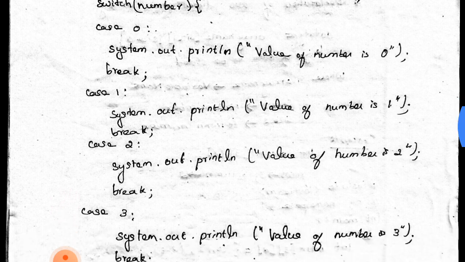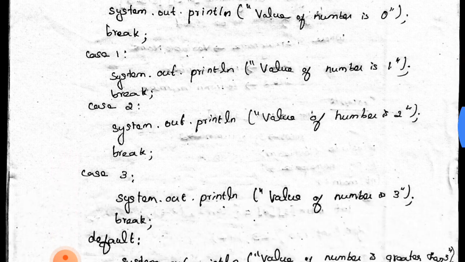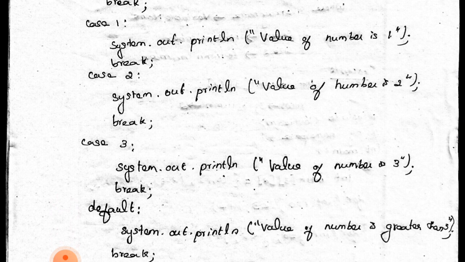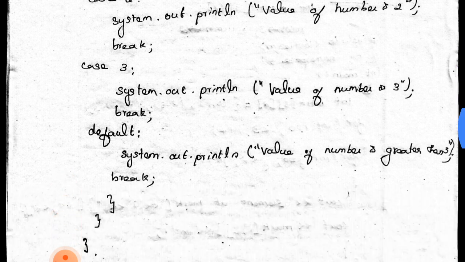Else it prints value of number is 2. If we do not match any values, the default one is run, that is system.out.println value of number is greater than 3. This is automatically printed. This is the program.